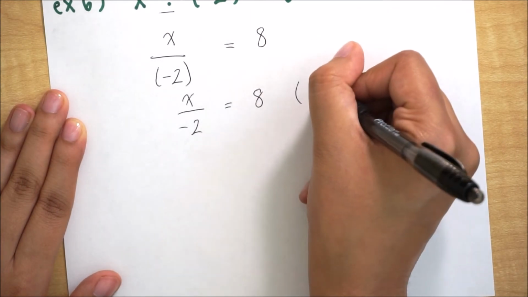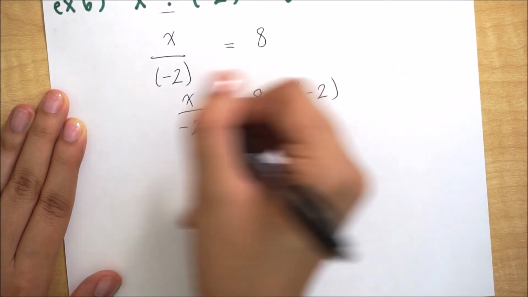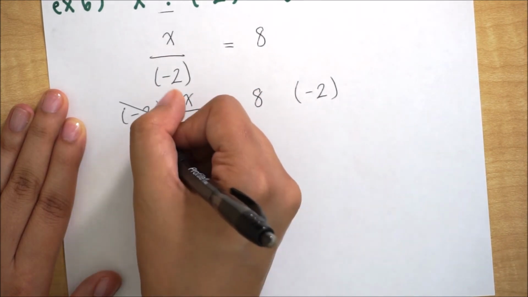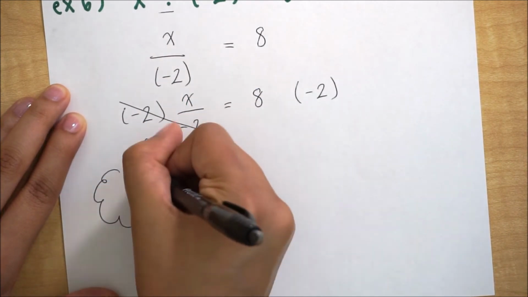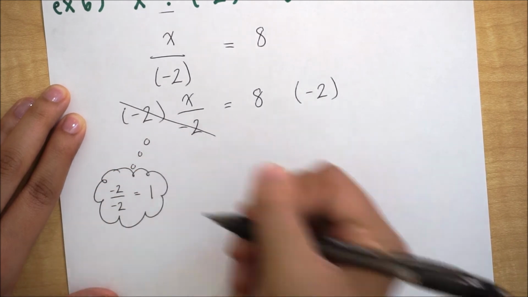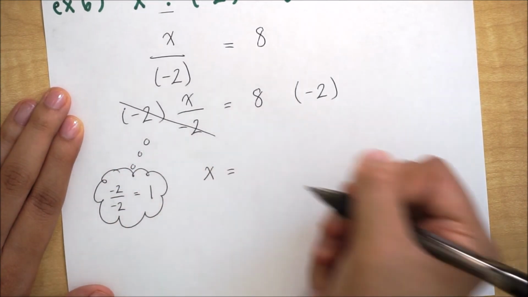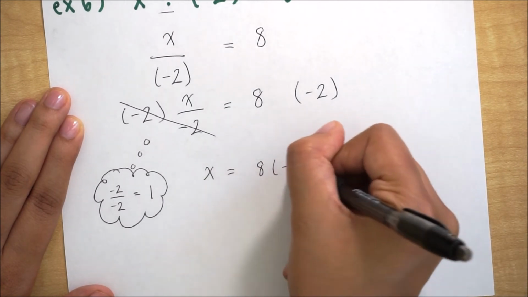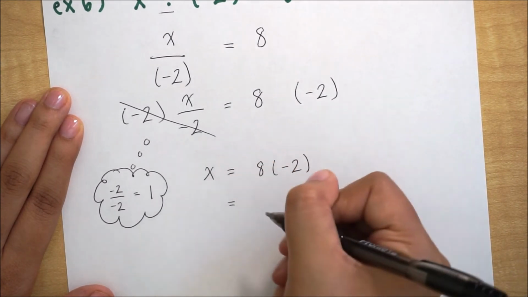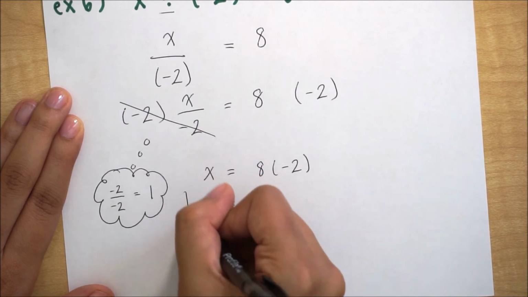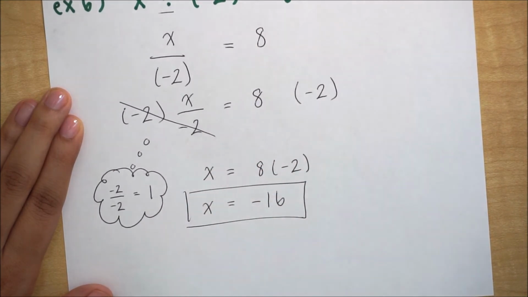So the denominator is negative 2. We can multiply both sides by negative 2. It gets rid of that negative 2 on the left side. So we end up with just x is equal to, again, negative 2 over negative 2 is equal to 1. So on the left side, we have x, which is independent, perfect. And we have 8 times negative 2. That means x is equal to negative 16. And we can go ahead and box that.